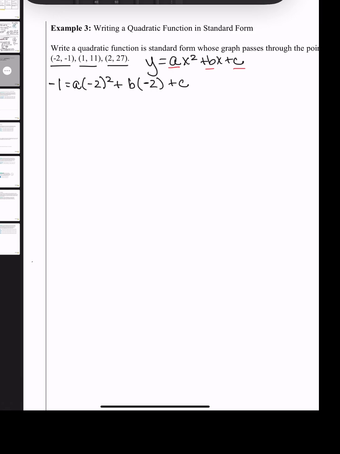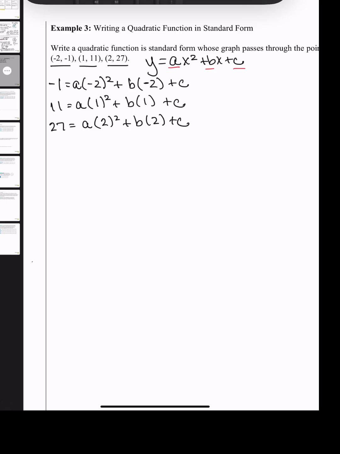Second equation, I'll use the second point. So my y value is 11. I don't know a. Plugging in x, that's 1. Squaring that, plus b. Plugging in x is 1, plus c. And my third equation, I will use the third point. My y is 27. A, I'm not sure of. X for this one will be 2 squared plus b times 2 plus c.